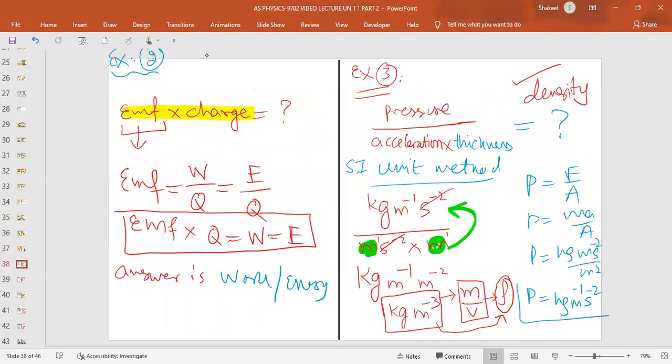Example 2, product of EMF and charge. So just solve it yourself, pause the video, solve it yourself, and then you can work out the answer.